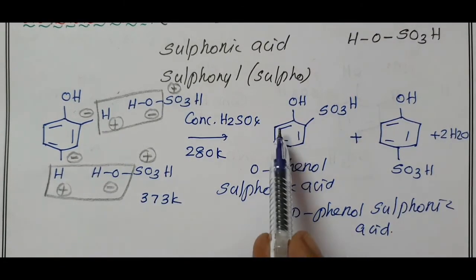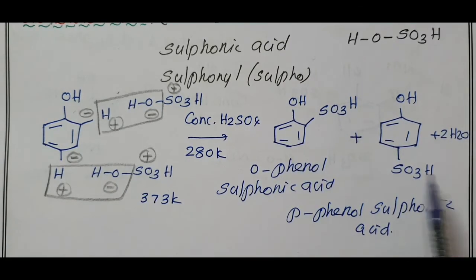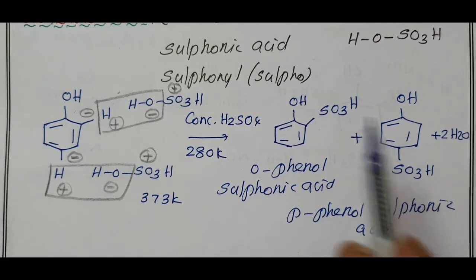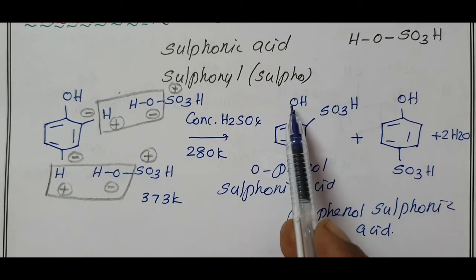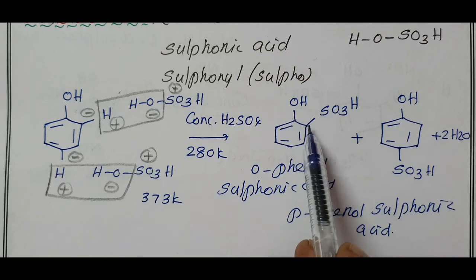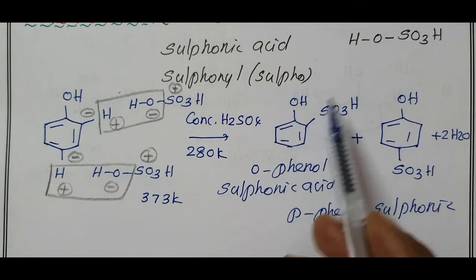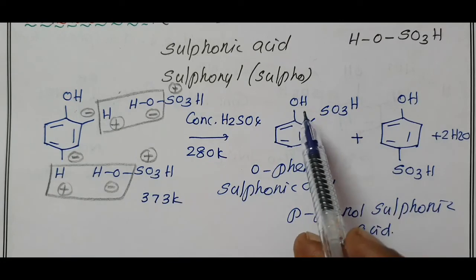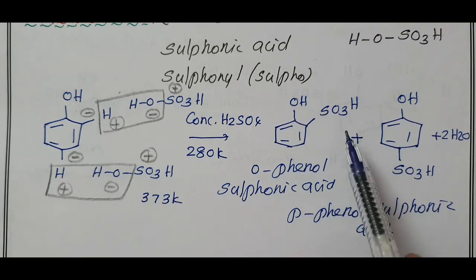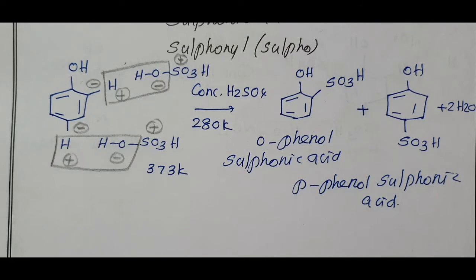Generally, the ortho product is obtained as the minor product and the para product as the major product. Because in the ortho product, the two functional groups are on adjacent carbon atoms, steric hindrance takes place. At the same time, the repulsive force between these two groups increases. Therefore, the major product is para in this sulfonation.